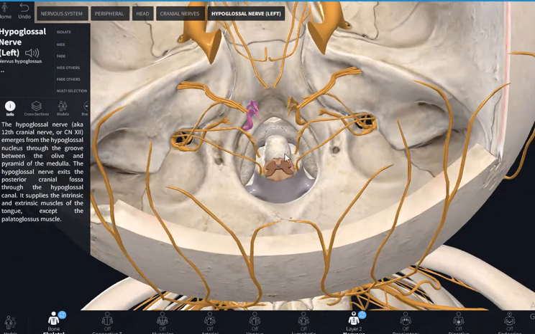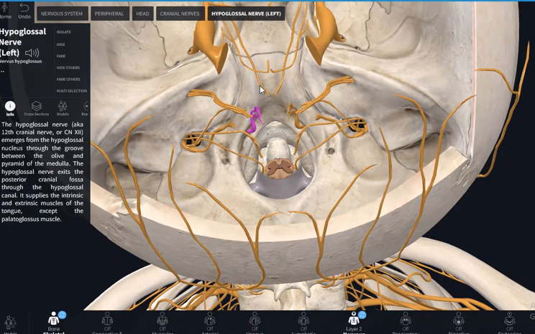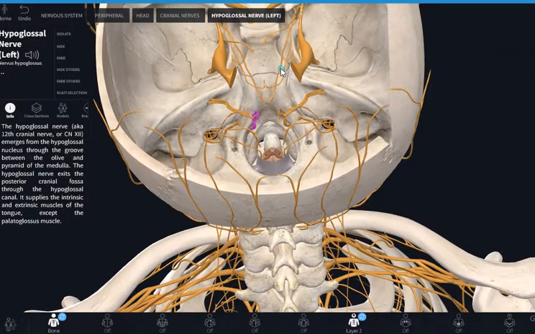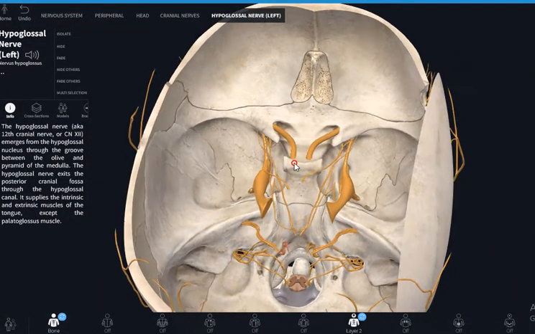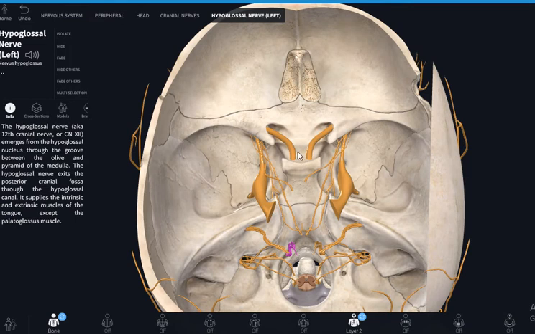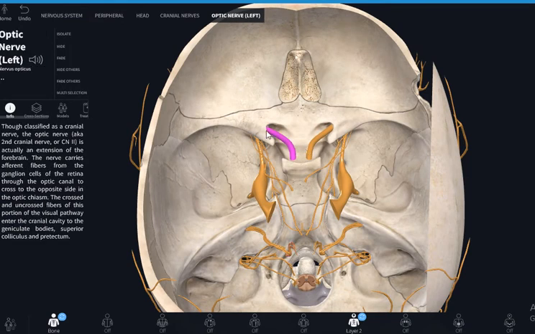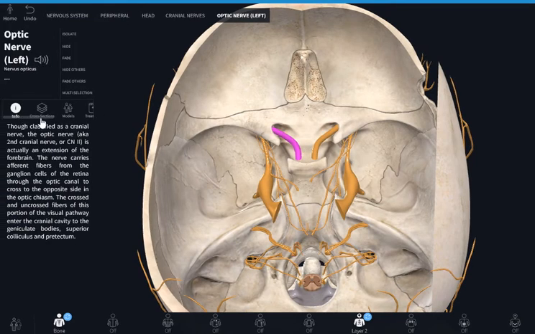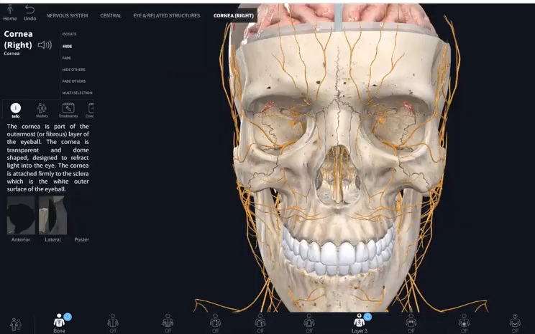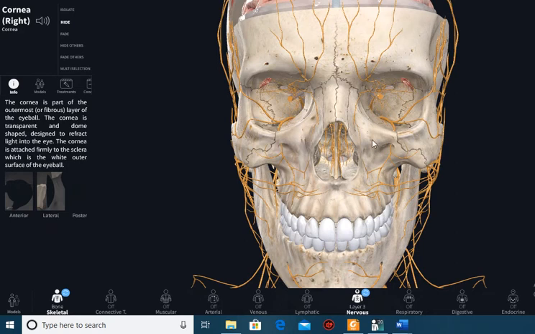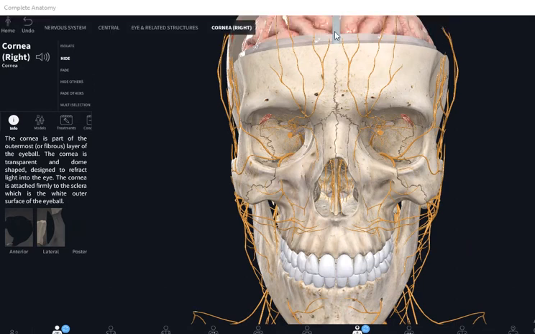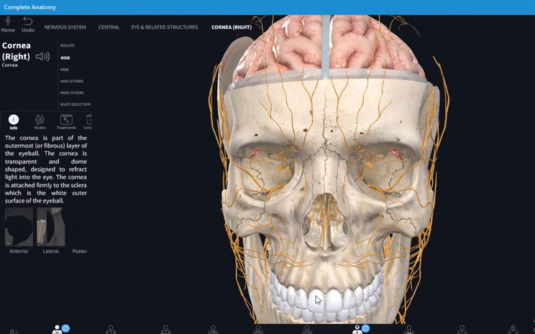So let's visualize one nerve with the different causes. So these are all the nerves which can be seen. Let's take one nerve and visualize our causes. So we have the optic nerve. So we can pass on to the olfactory nerve.